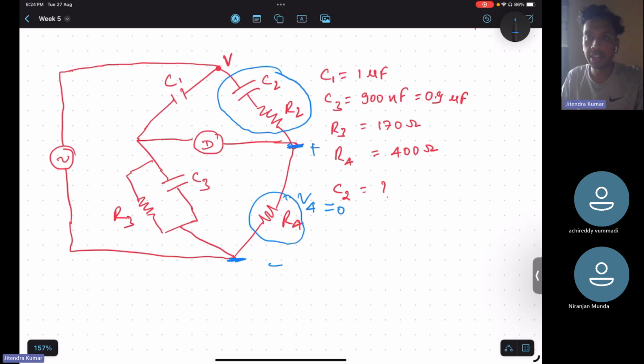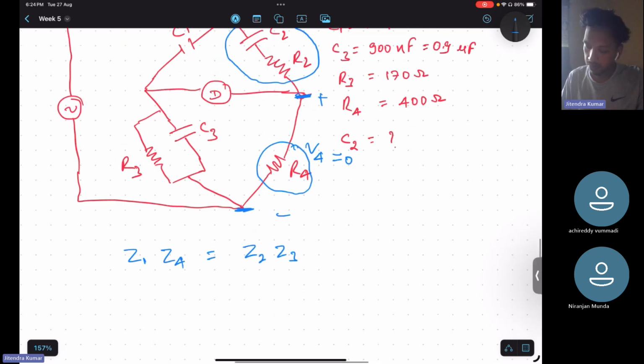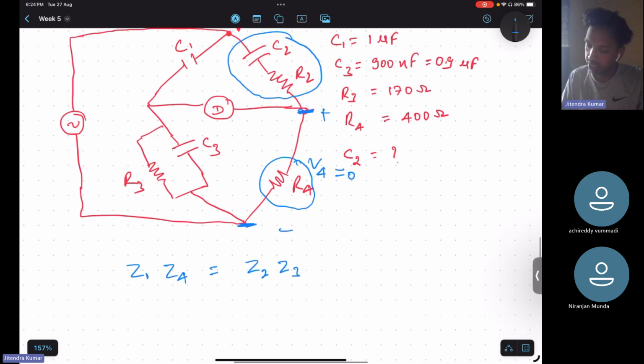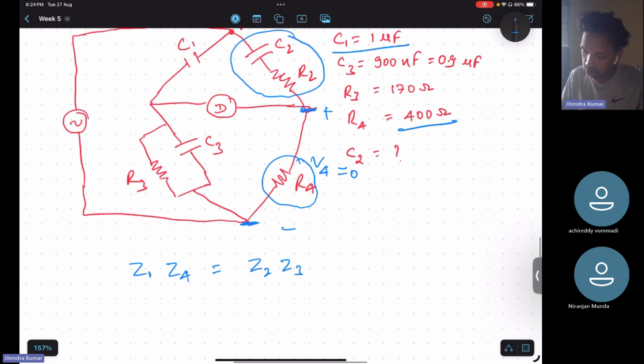Yeah, so how to proceed with the calculation of C2? Again, we will do the same thing. We will do Z1 Z4 is equal to Z2 Z3. So we can multiply this R4 and C1 here. We have the value of R4. We have the value of C1. So we are almost done with Z1 and Z4. Z1 will be 1 by j omega C1 and Z4 will be R4.